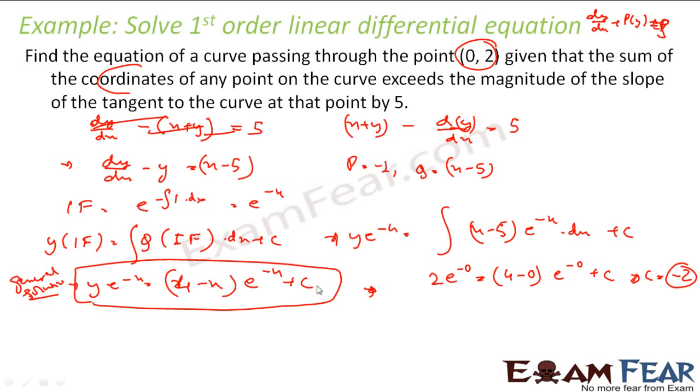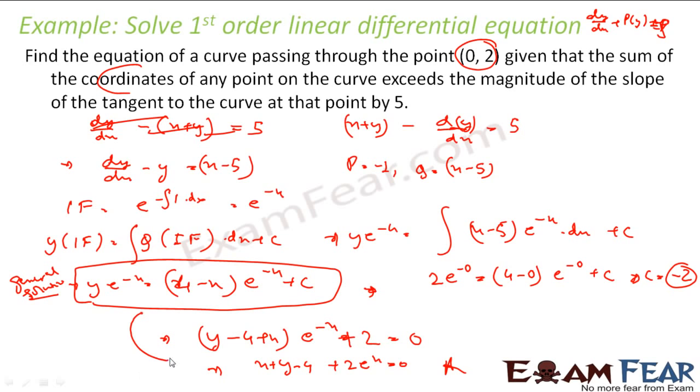I'll just put the value of c here. I get the final equation, that is y minus 4 plus x, into e to the power minus x, is equal to c, that is minus 2. So plus 2 is equal to 0. So this is my final solution. Or I can say x plus y minus 4 plus 2 e to the power x. That is also correct. So the only thing here is I found the value of c, put the value of c, and I got this answer.